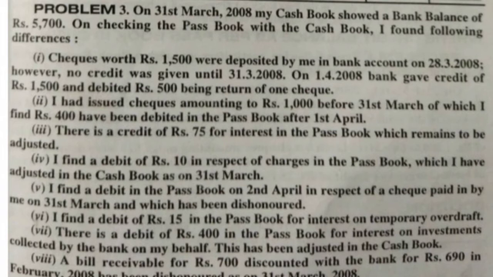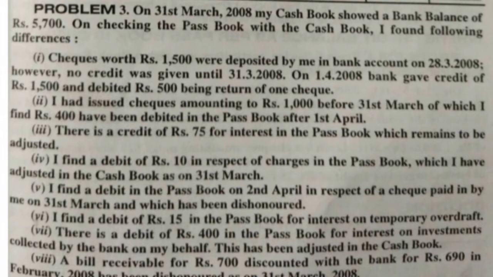They recognize the expense in both passbook and cash book as on 31st March itself. Therefore, it will not have any effect on the BRS because it is not a difference amount. There is no difference arising between the passbook and cash book as on 31st March 2008 because the adjustment has been made in both the books. Therefore, no adjustment is required because it is already adjusted as on 31st March itself.